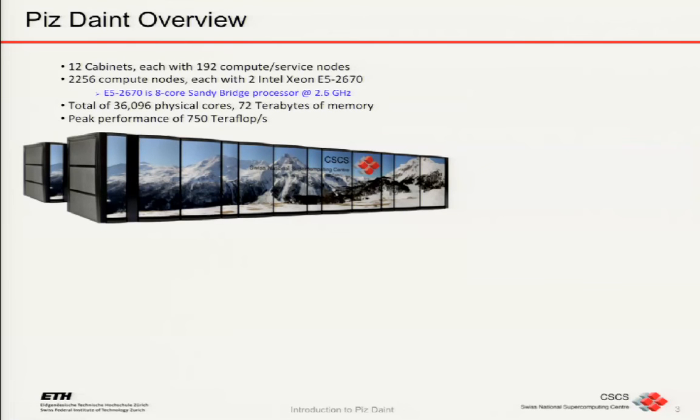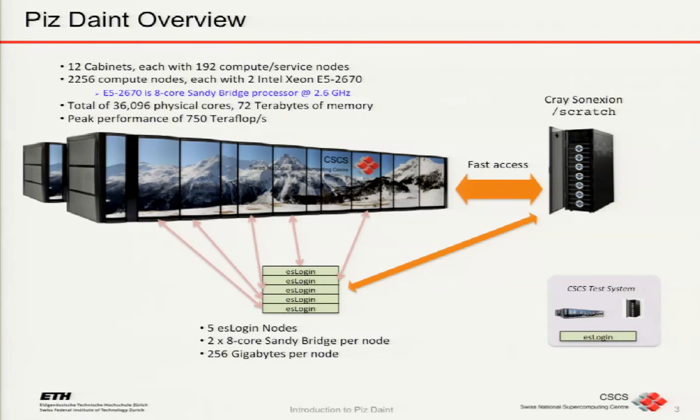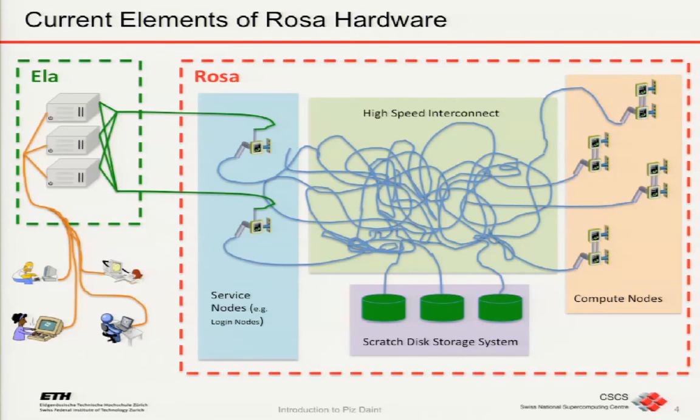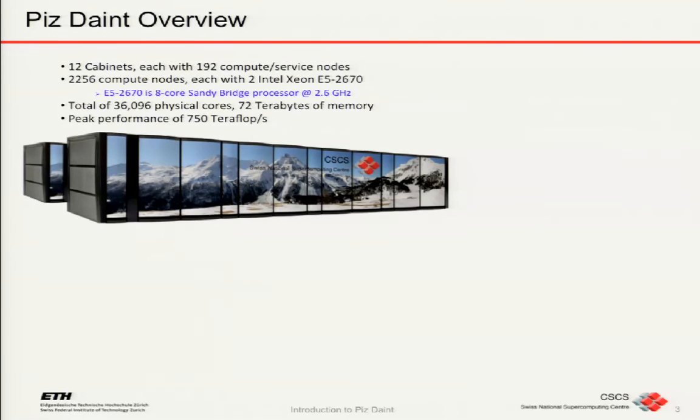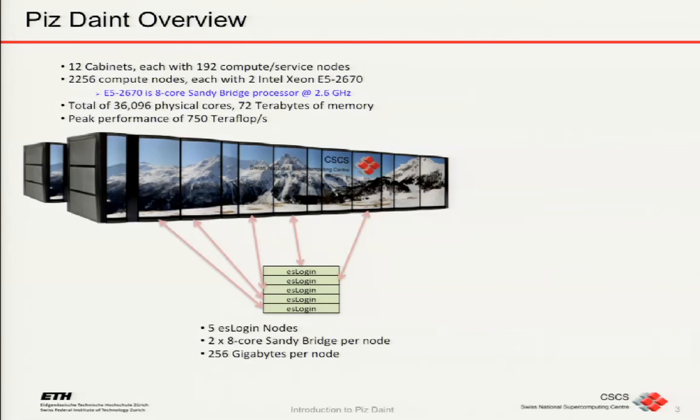Then there's the Cray Connection that Nathan talked about, Connection 1600 for the Scratch file system. And we also have a little test system of our own, but you don't really need to know too much about that, apart from we're in good hands because we have the exact duplication, some Connection and some ES login, or something along those lines. If you'd taken one more core out, it wouldn't work. So there are 5 ES login nodes, and I'll talk about those briefly in a moment. Each one with 2 Sandy Bridge sockets and 256 gigabytes of memory.